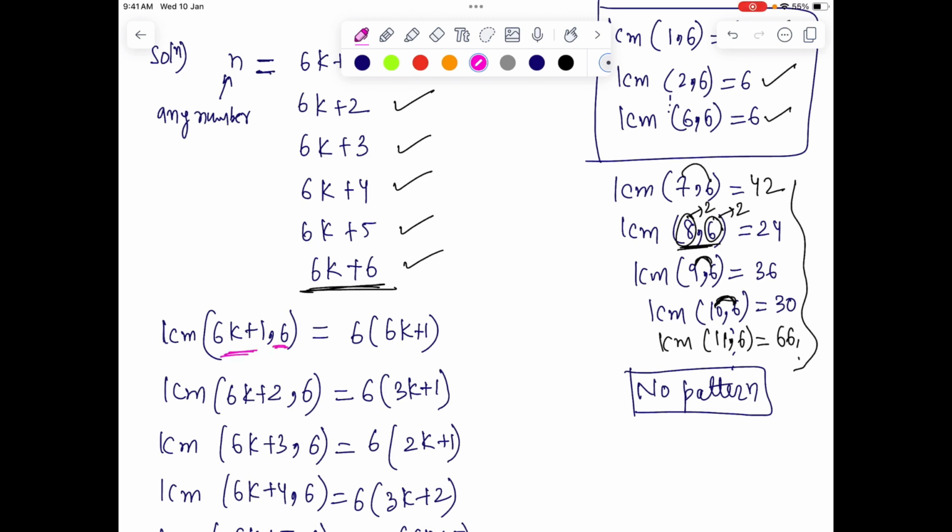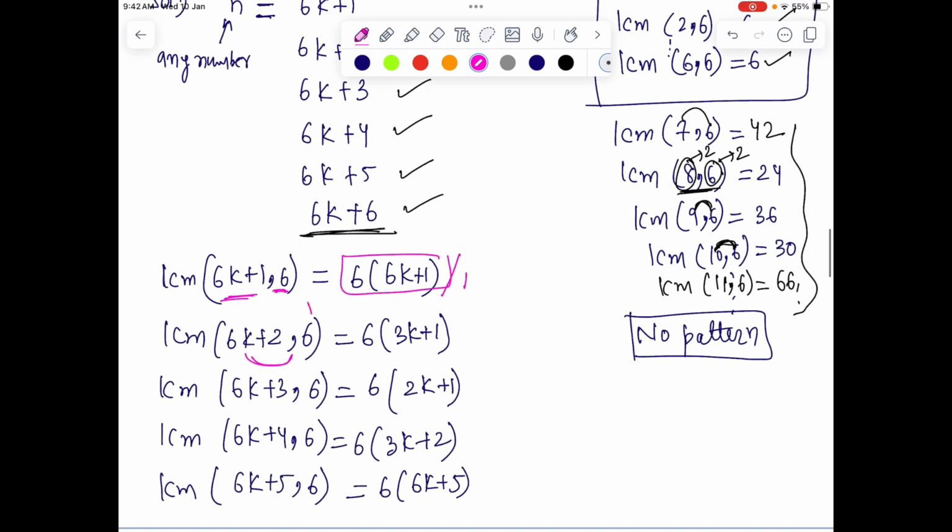So you can clearly see it will be in fact product of numbers divided by HCF. So product of numbers is already this, divided by HCF. So HCF of 6k plus 1 and 6 will be 1 because they are co-prime. So hence LCM of this is just 6 into 6k plus 1. Similarly for the second one, the HCF of these numbers is 2 because 2 is the only common factor. So that's why we are just multiplying these two numbers and dividing by 2. So that gives 6 into 3k plus 1.